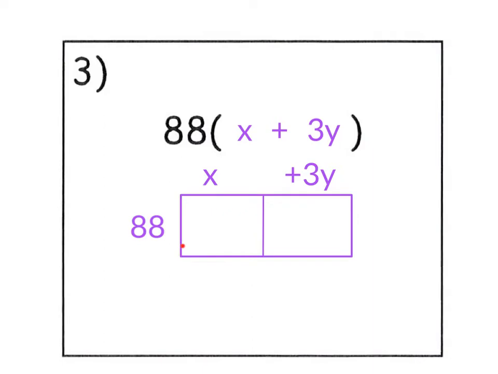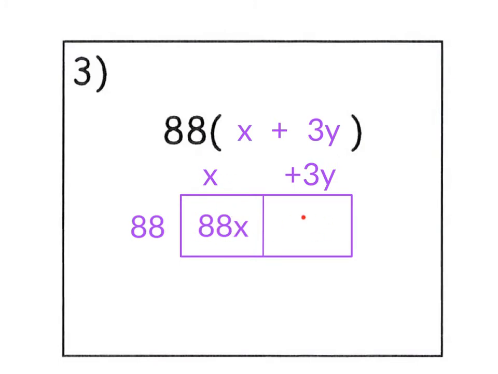Multiplying to fill in each cell. This one is 88 times x. 88 times x is 88x. And remember, that's because we can't really multiply them together. I don't know what x is. So writing a term, a number, the coefficient, the 88 here, times the x, just side by side, means multiply.